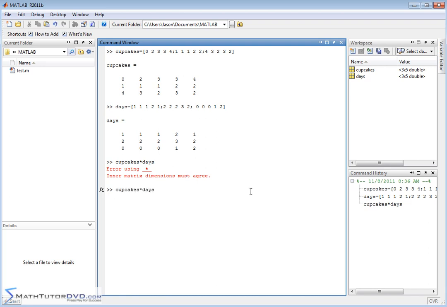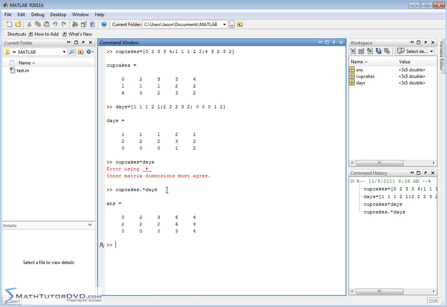So let me bring up that last calculation, and we did this before with vectors. We put a dot, which is a period, right in front of our operator. In this case, the operator is multiplication. When you put a dot, like a period, in front of multiplication or in front of any operator in MATLAB, then it's going to tell MATLAB to do the operation element by element. It's going to tell MATLAB, don't try to do this in the real mathematical way that we learn how to multiply matrices. Do it element by element.